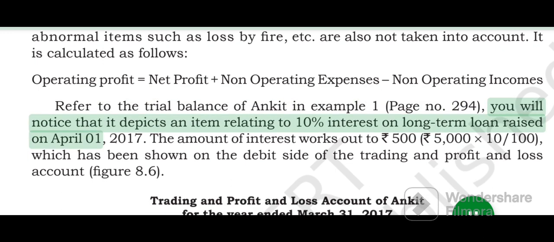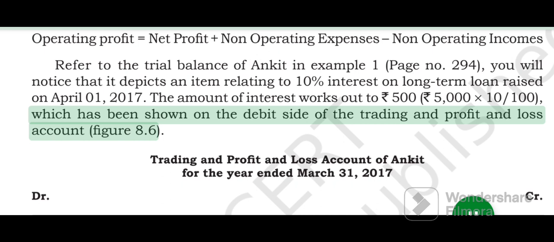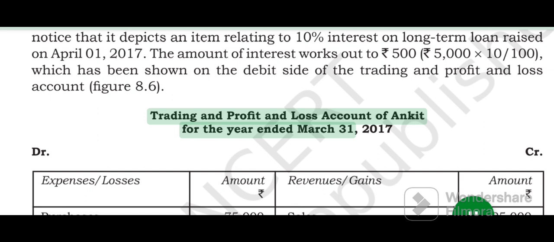294. You will notice that it depicts an item relating to 10% interest on long-term loan raised on April 1, 2017. The amount of interest works out to ₹500, that is ₹5,000 times 10/100, which has been shown on the debit side of the trading and profit and loss account, Figure 8.6. Trading and profit and loss account of Ankit for the year ended March 31, 2017.